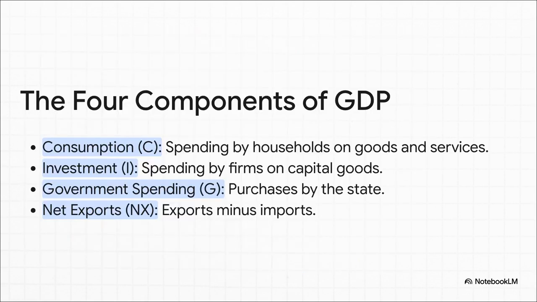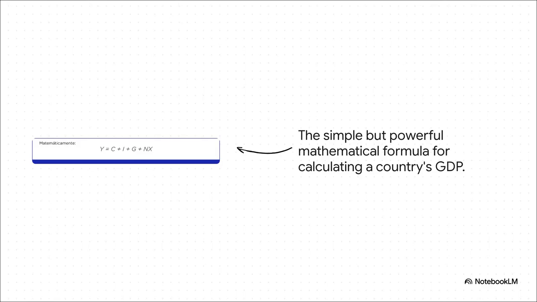So where does this giant number actually come from? Well, economists break it down into four main engines of spending. You've got consumption, which is basically all the stuff that we as households spend our money on. Then there's investment. That's what businesses spend on new factories and technology. You've also got government spending, which is everything the government buys. And finally, net exports, which is simply the value of what we sell to other countries minus what we buy from them.